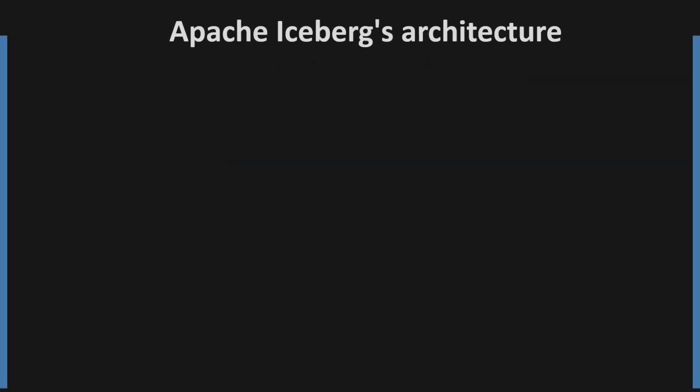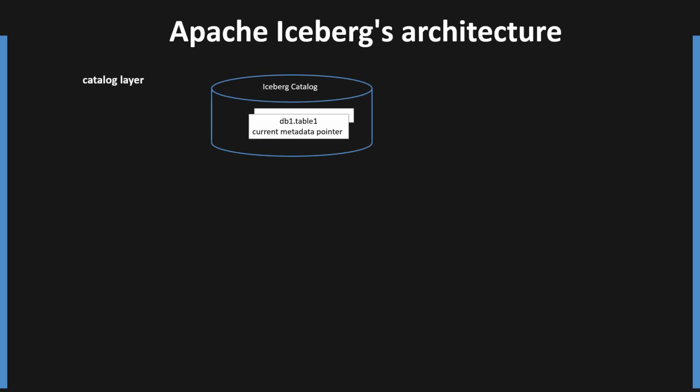Let's explore Apache Iceberg's architecture, which consists of three layers: catalog, metadata, and data. Apache Iceberg's architecture is designed to efficiently manage large datasets through a structured three-layer approach. The catalog layer is the topmost layer, responsible for managing table namespaces and locations. It acts as a registry that keeps track of all tables and their corresponding metadata. A crucial function of the catalog is to maintain a pointer to the current metadata, ensuring that queries and operations always access the latest table state.